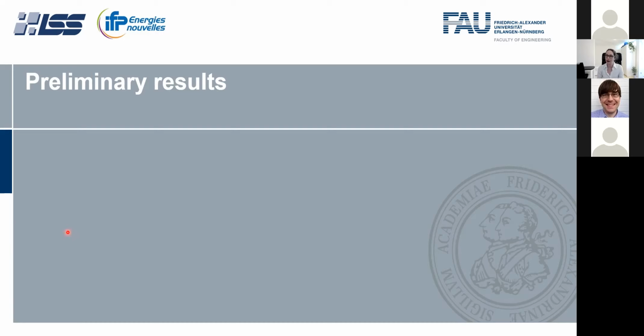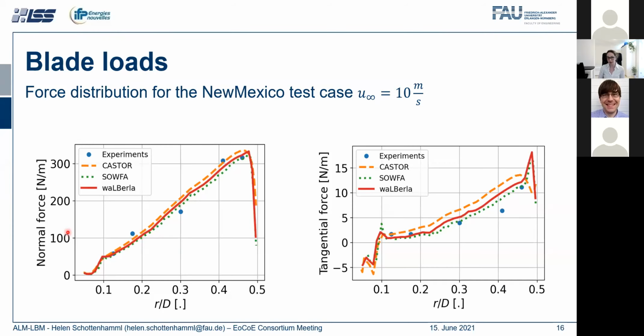Let's jump in with the blade loads. So self-explanatory, the force distribution along the blades of the turbine. In red, you can see our implementation, Valvala. The blue dots are experiments, and orange and green are two different solvers, namely Castor and SOFA. And you see that we match the experiments, but also the other solvers quite well. So in total, this is very encouraging. I think we're doing something correctly.